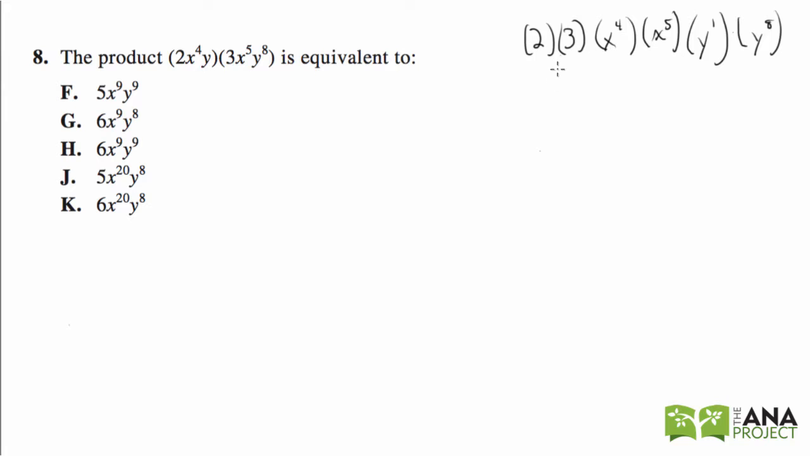And then let's multiply. 2 times 3 is 6. The rule for multiplying exponents with the same base is we keep the base, so x, and then we add the exponents. So 4 plus 5 is 9. Then y to the 1st times y to the 8th, so that would be y, and we add 1 plus 8. It's 9. So it would be 6x to the 9th y to the 9th. So that would be H.